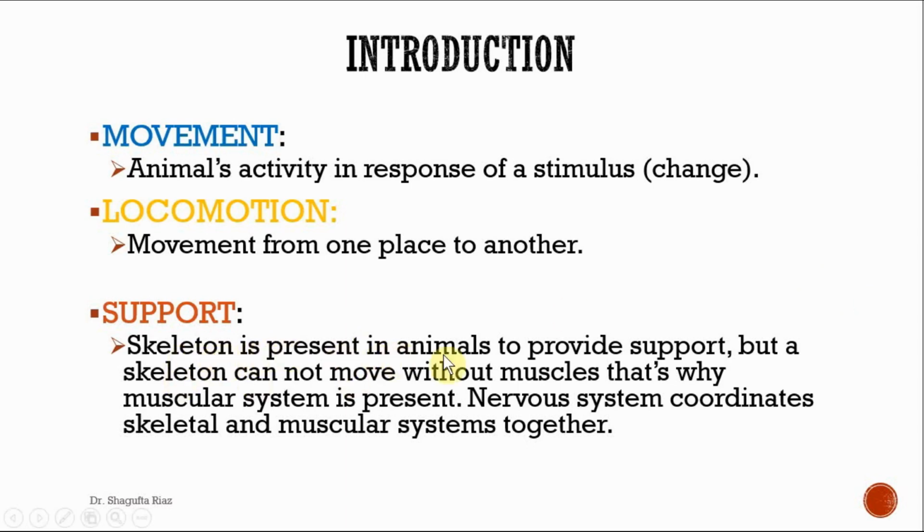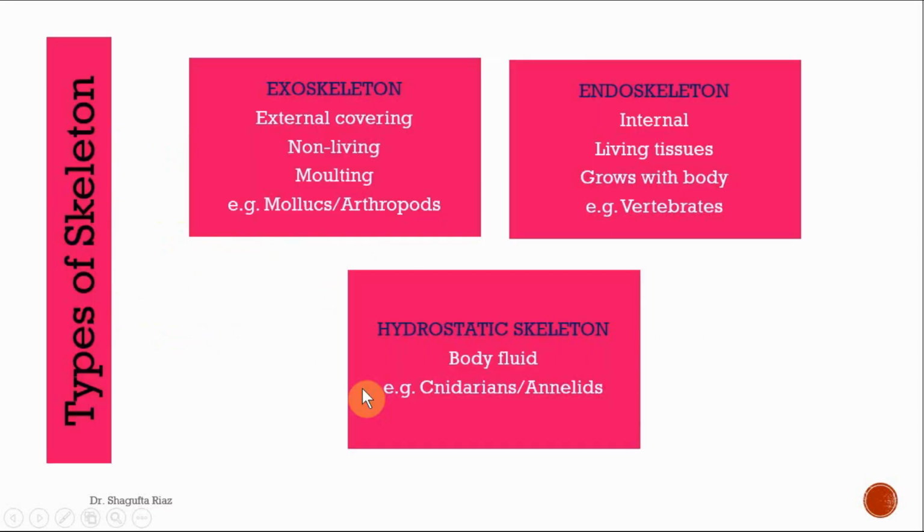So skeleton is present in animals to provide simply support, but only the skeleton or skeletal system cannot move the animal or humans. So there are two more systems involved with the skeletal system, that is the muscular system. Muscles are attached to the bones, and the nervous system coordinates with both the skeletal and muscular systems together to perform the movement or locomotion from one place to another.